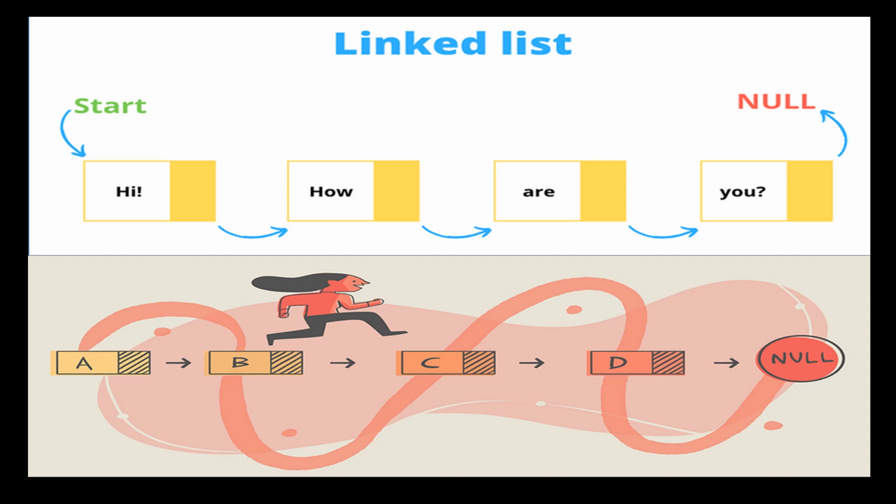Basically, a linked list is made up of nodes, and each node contains a value and a reference to the next node in the list. The first node is called the head and the last node is called the tail. Linked lists are useful when you need to frequently add or remove elements from the middle of a list. And they are useful when you need to traverse the list in both directions, be it forward or backward.